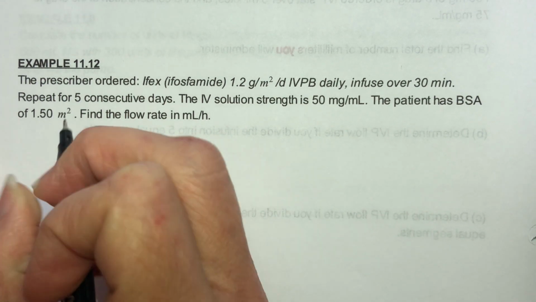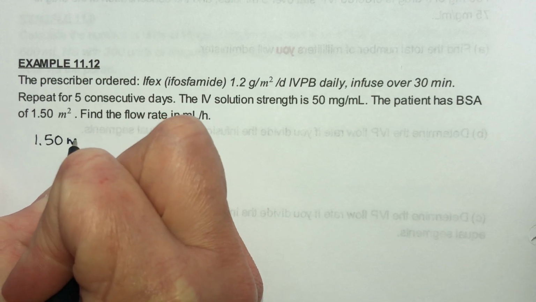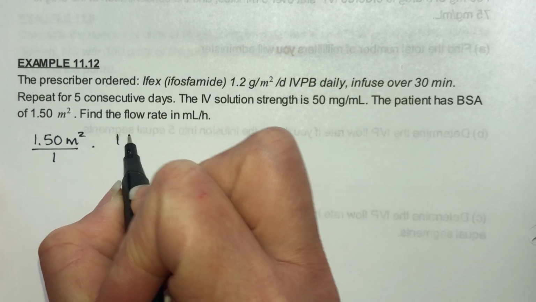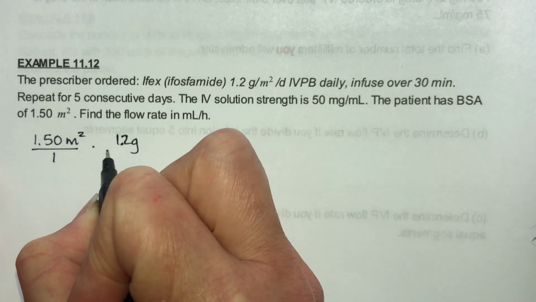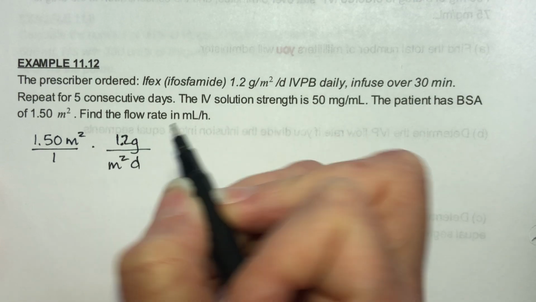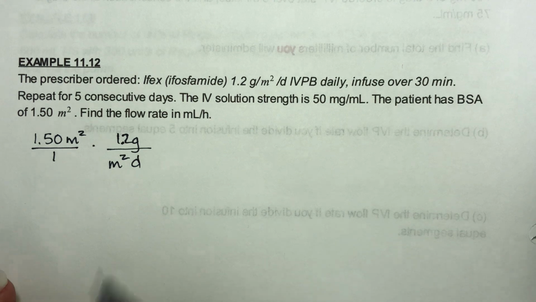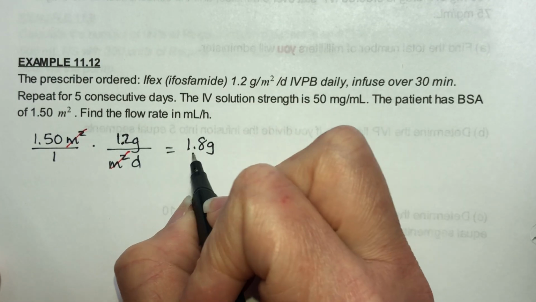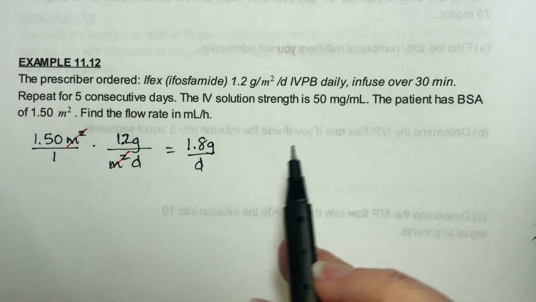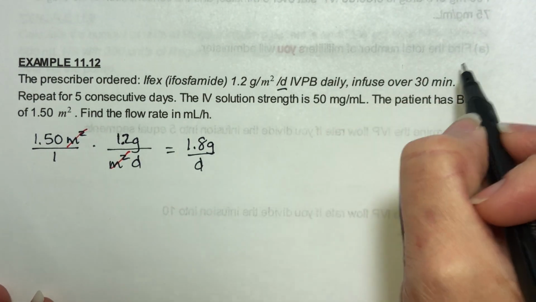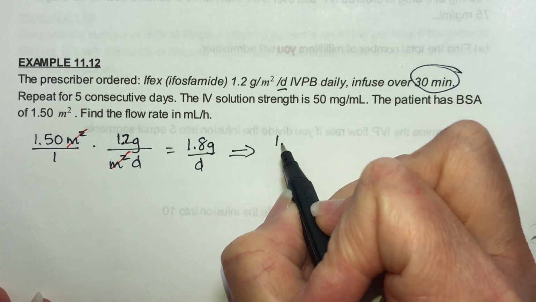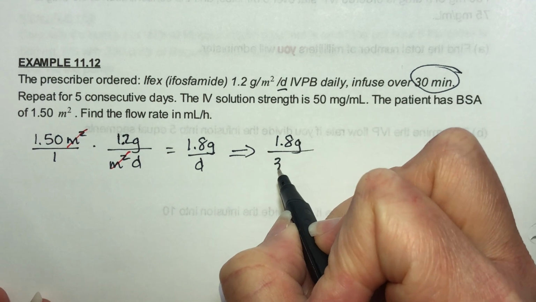Okay, I'm going to start off with the BSA, 1.50 meters squared. I put this over 1, and I'm going to multiply it by this so I can simplify. 1.2 grams per meter squared per day. Well, the meters squared cancel, and if you multiply 1.5 times 1.2, you get 1.8 grams over 1 day. Well, this is day, but really it's supposed to be over 30 minutes. So really what we have is 1.8 grams per 30 minutes.